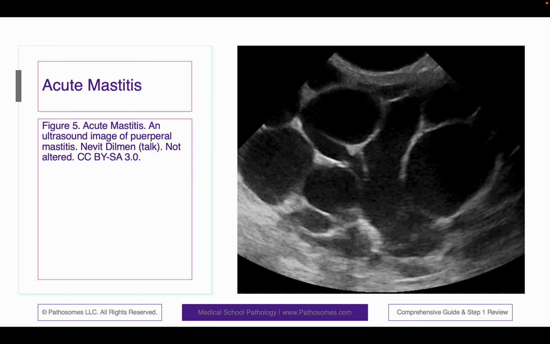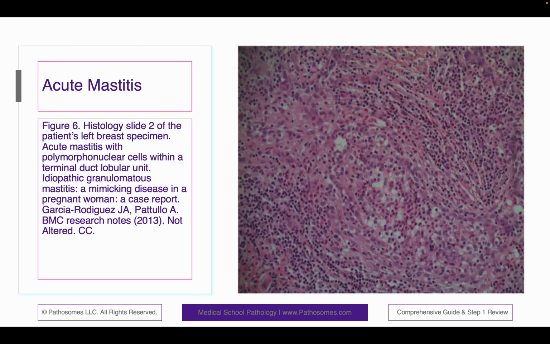On imaging, we can see this ultrasound showcasing mastitis. And we can see the histologic specimen from a patient that has mastitis. Note all the neutrophils in the background.